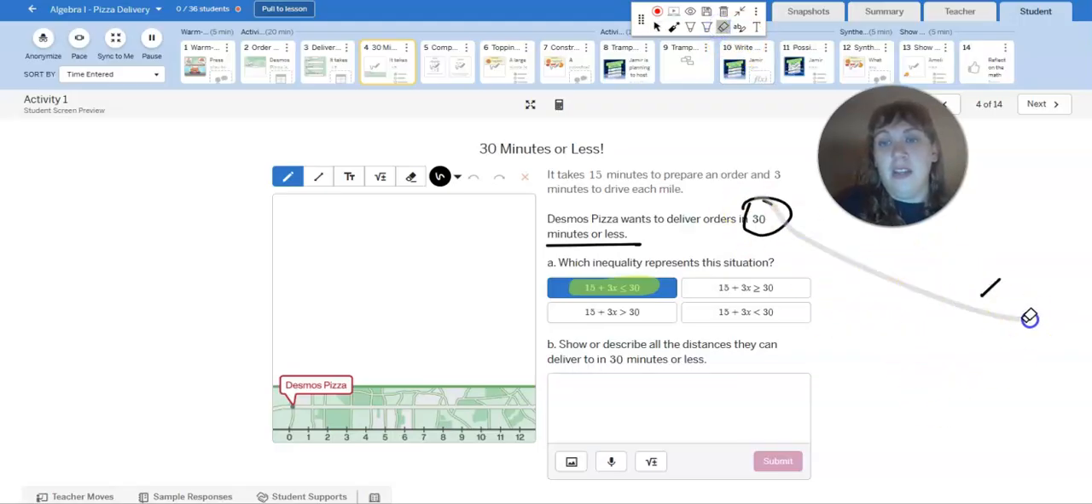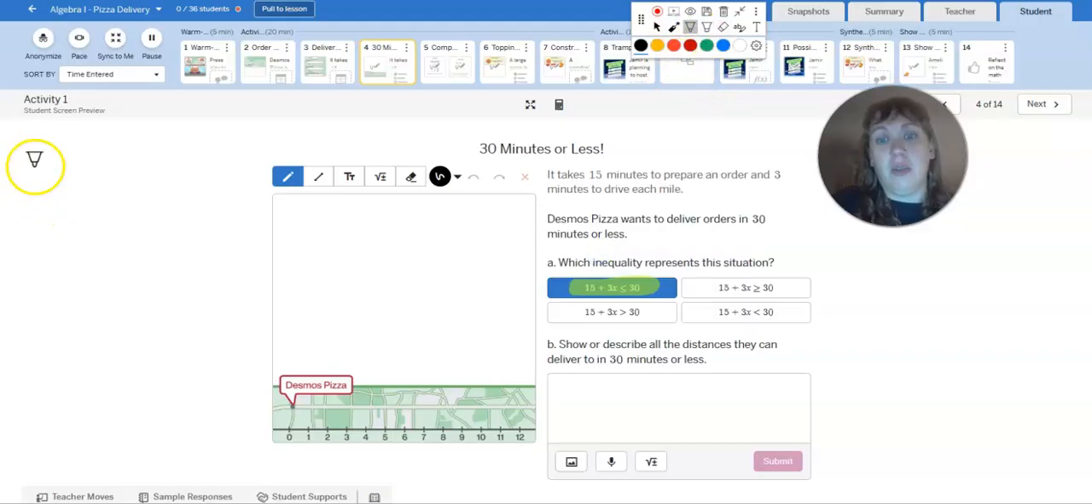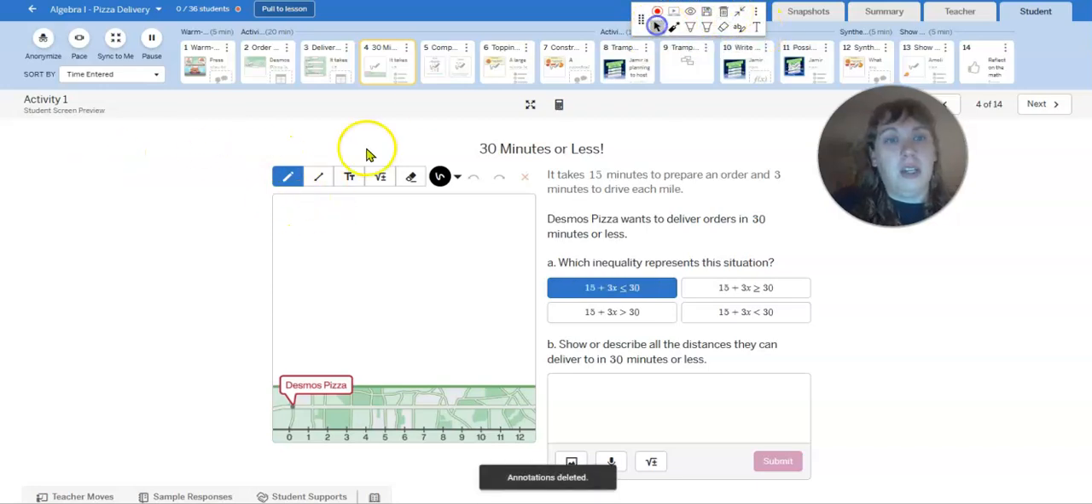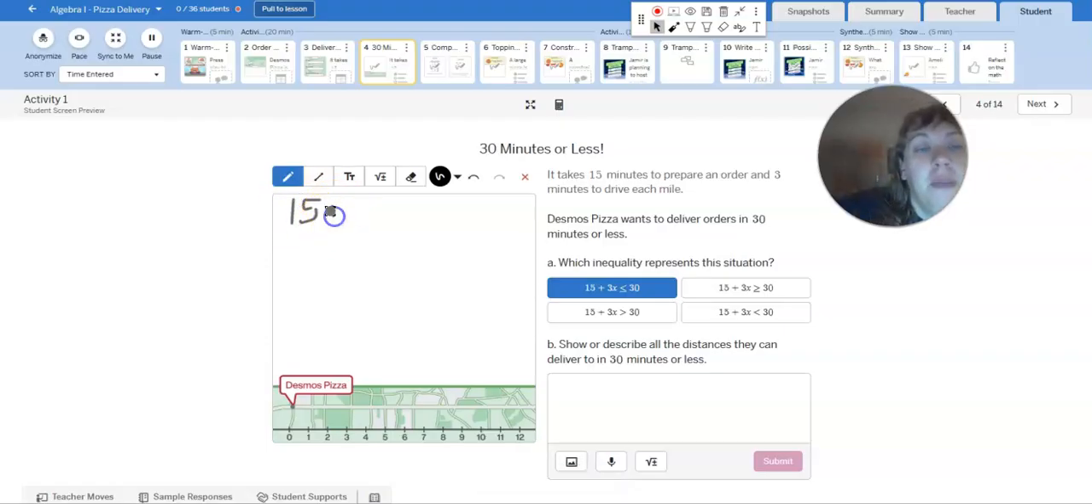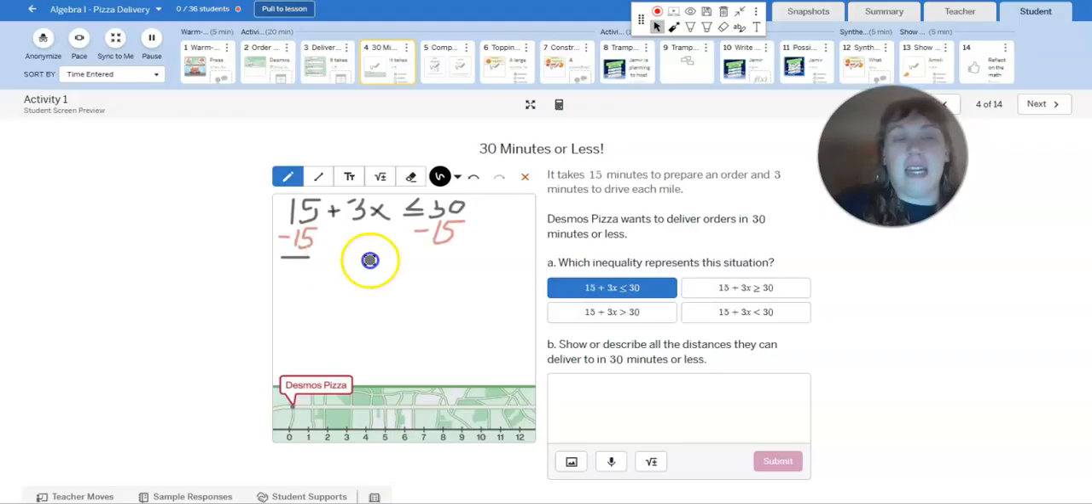Ooh, okay. So obviously that can't work for every situation because some places are going to be too far away. But we can look, well, actually, I'll do it on the board here. If we have 15 plus 3x is less than or equal to 30, we can subtract 15 on both sides. And what we're doing here is just solving for x. 15 minus 15 is 0. Bring down that 3x.